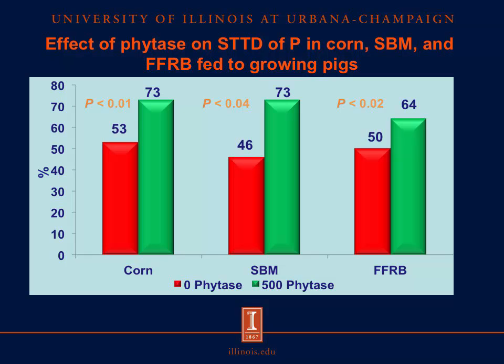For full-fat rice bran, the STTD of P was 50% without phytase, which is more than twice higher than the published value in NRC 2012. This could mean that phosphorus bioavailability in full-fat rice bran had been underestimated and hence inefficiently utilized as a source of phosphorus.